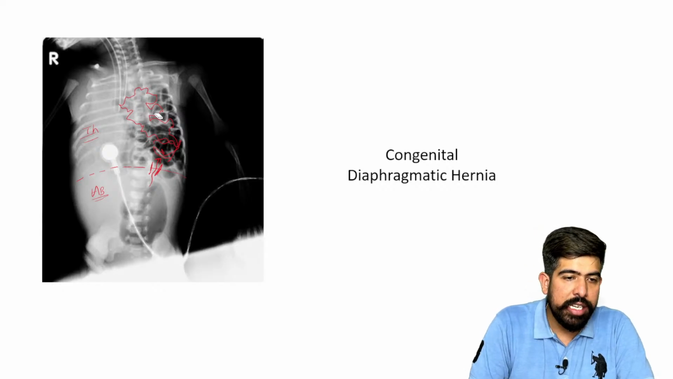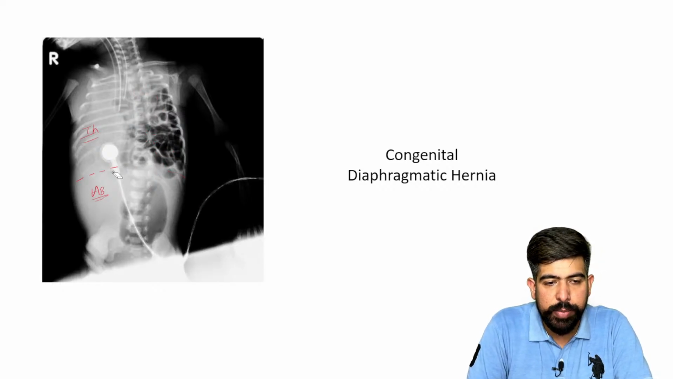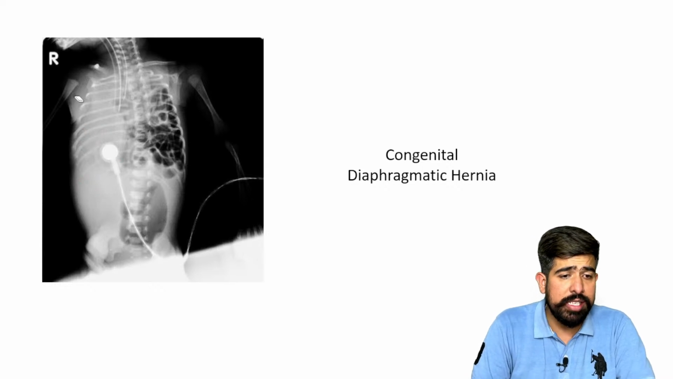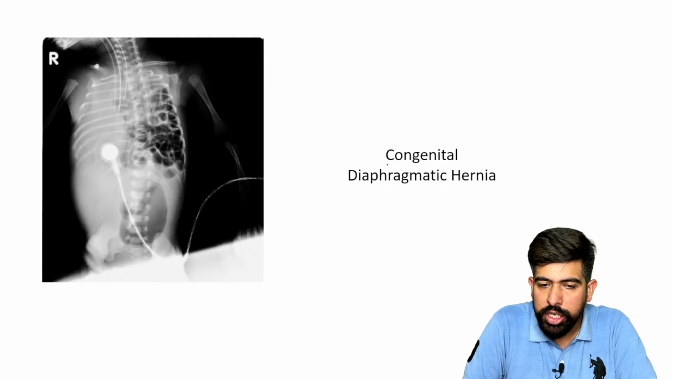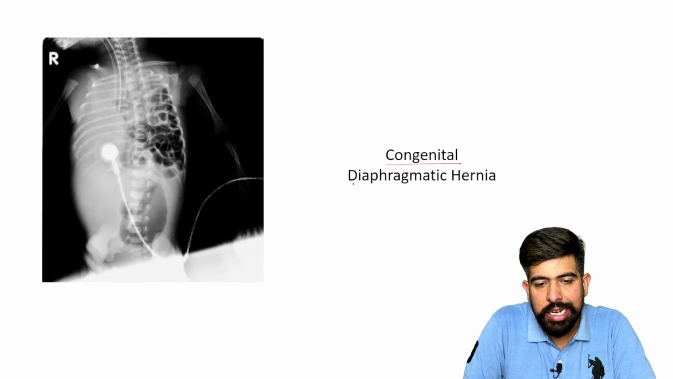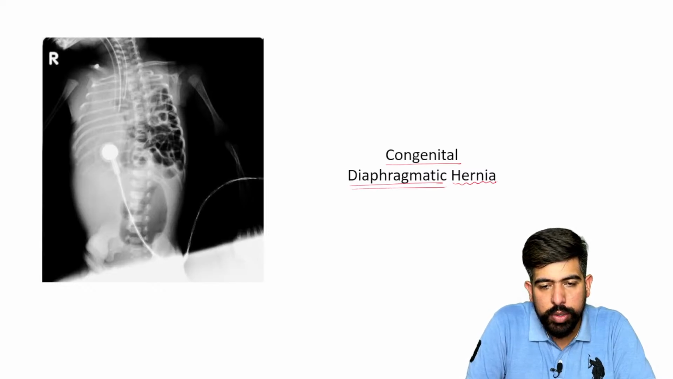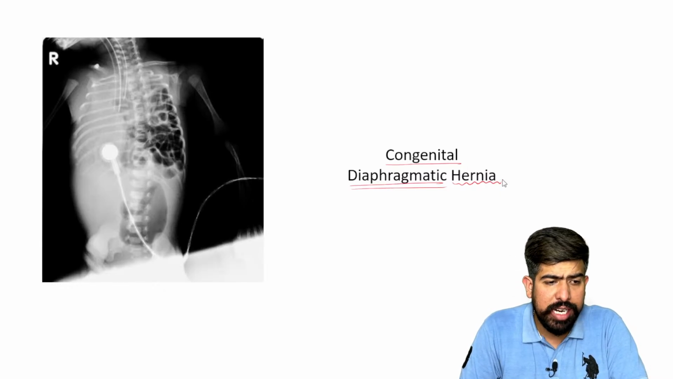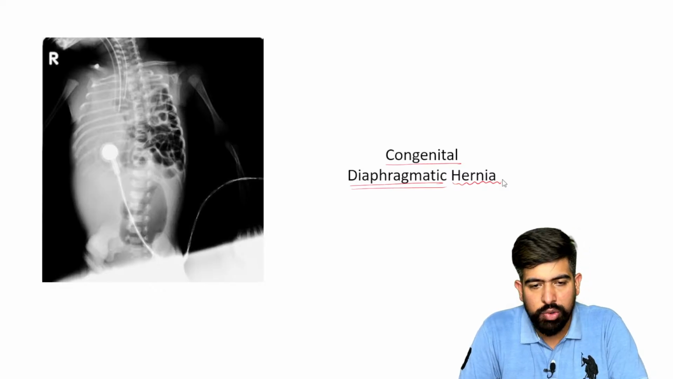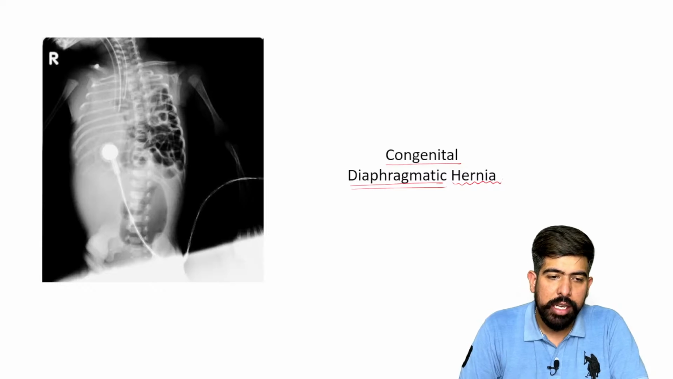I'm erasing all the things again so it's clearly visible to you guys. Right now you can see over here: if this image is given to you, your answer should be congenital diaphragmatic hernia. Please remember this image. They have asked this particular image twice and thrice, for congenital diaphragmatic hernia.